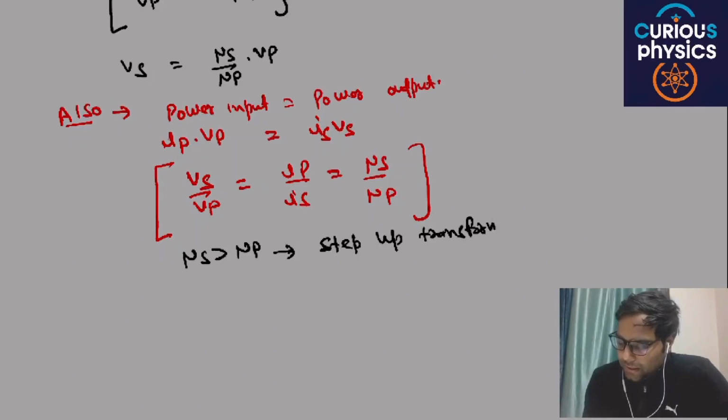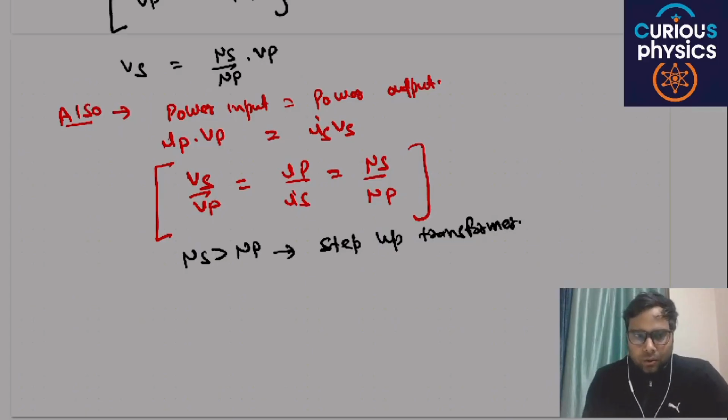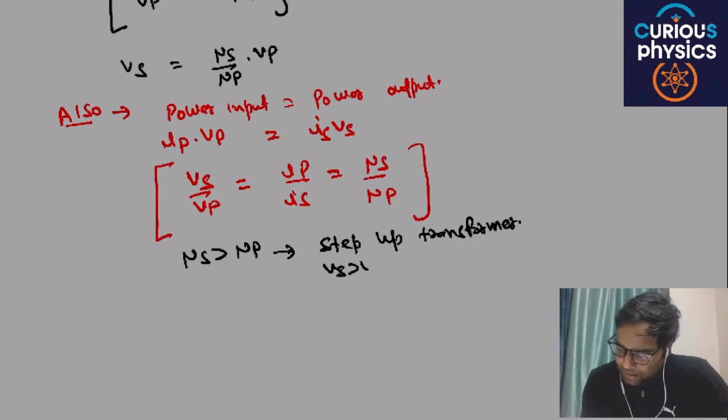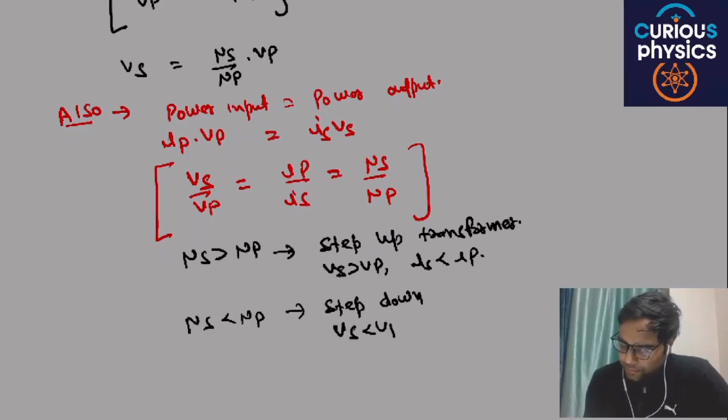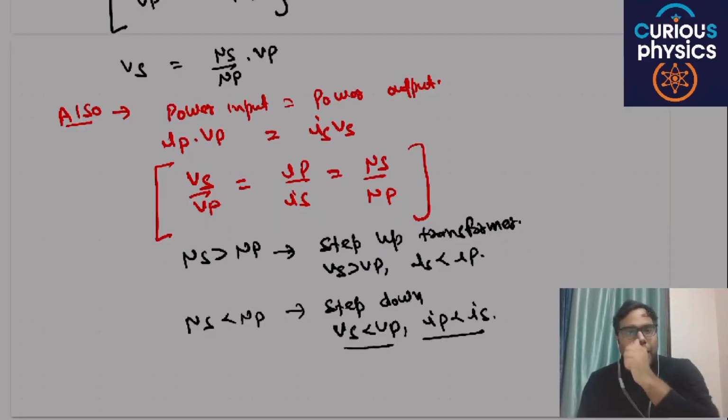which will basically increase the potential. Okay, we mean to say that Vs is greater than Vp, and Is is less than Ip. If Ns is less than Np, then the transformer will be stepped down. In this case, Vs is less than Vp and Ip is less than Is. Are you able to understand my point or not?